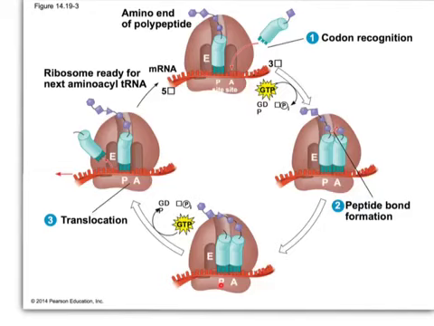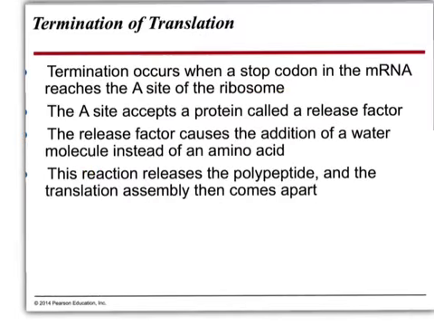This is elongation. This occurs as long as there is a codon, anticodon recognition, and there is a tRNA that has a growing polypeptide with it in the P site, right? This is termination. Termination occurs when we reach a stop codon.